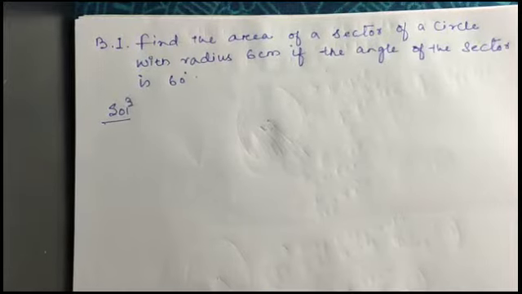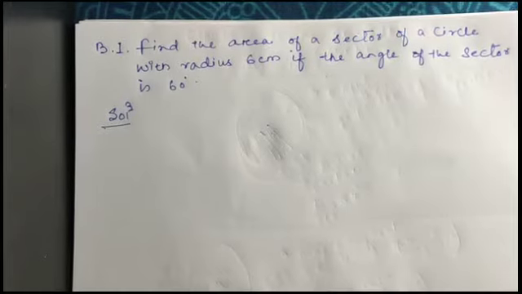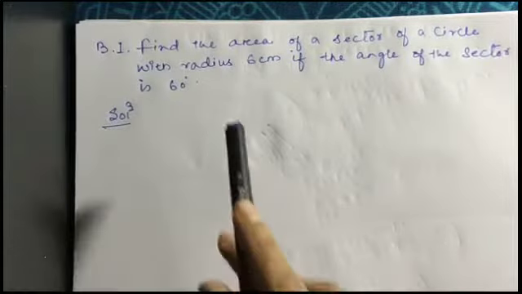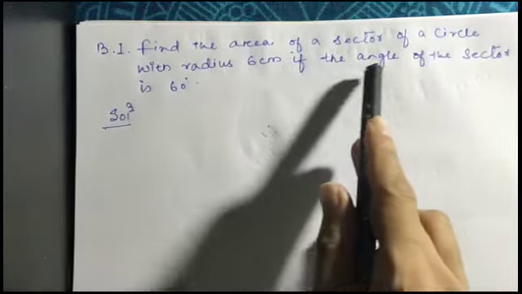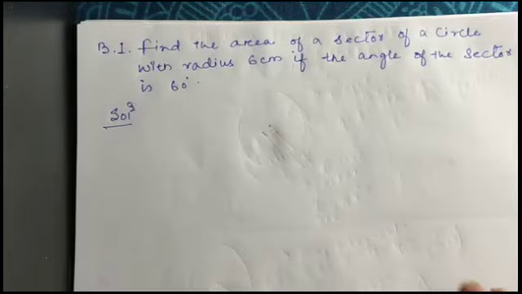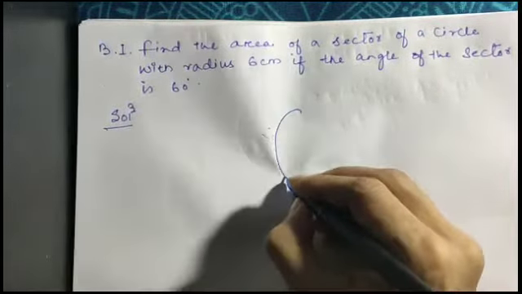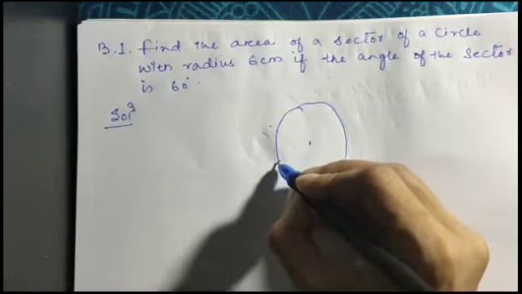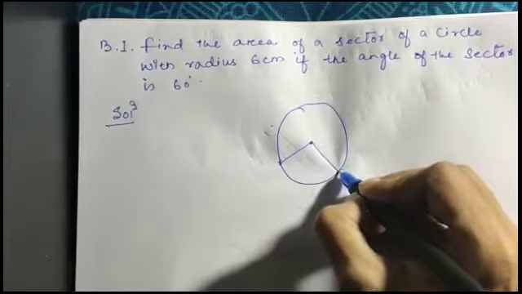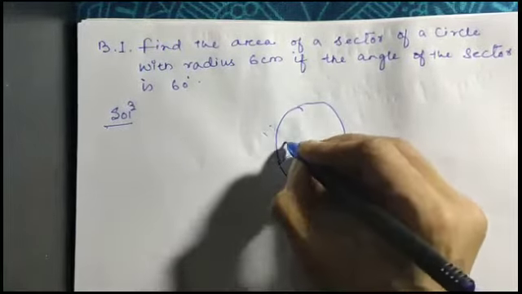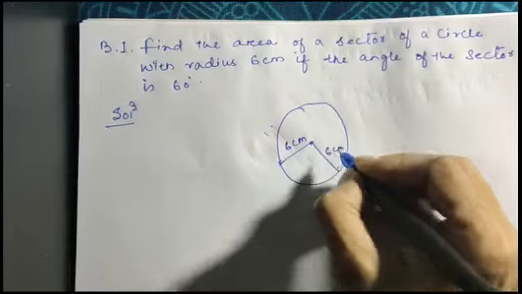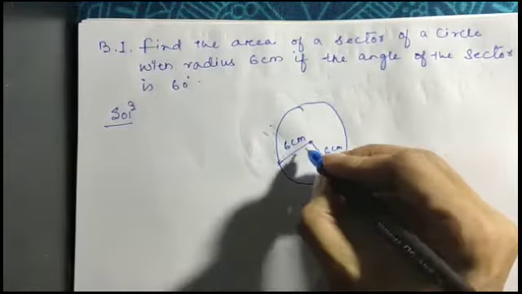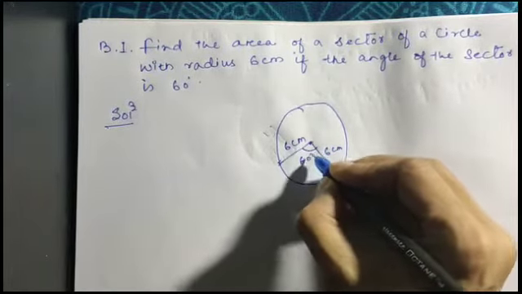So here the first question that is given is area of the circle. Find the area of a sector of a circle with radius 6 cm if the angle of the sector is 60 degree. As I have told you, this is the circle, this is the center, this is the radius, this is also the radius, and both radii are given as 6 cm, 6 cm. And the angle of the sector formed is 60 degree, right?